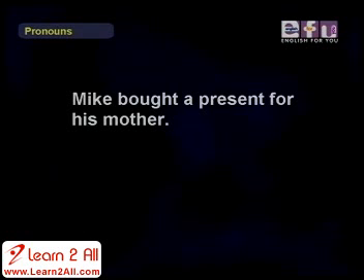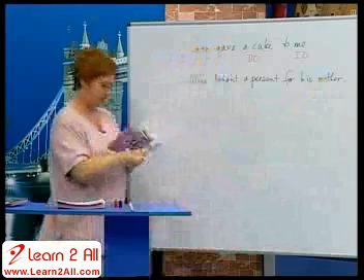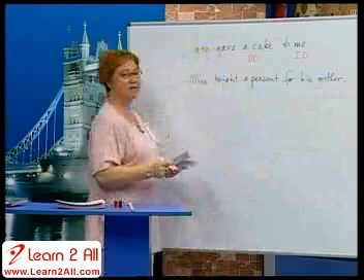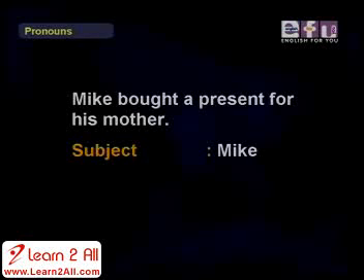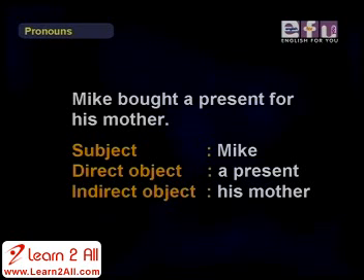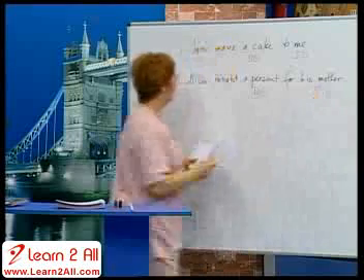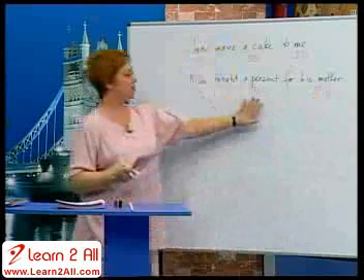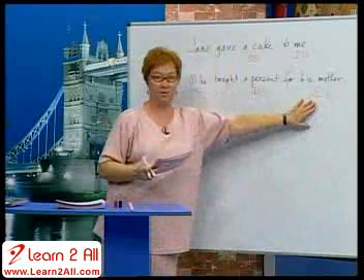Good. Okay, here's another sentence. Mike bought a present for his mother. Mike bought a present for his mother. Okay, Susan, you do the same thing. Mike is the subject. A present is the direct object. For his mother, indirect object. Yes, good.